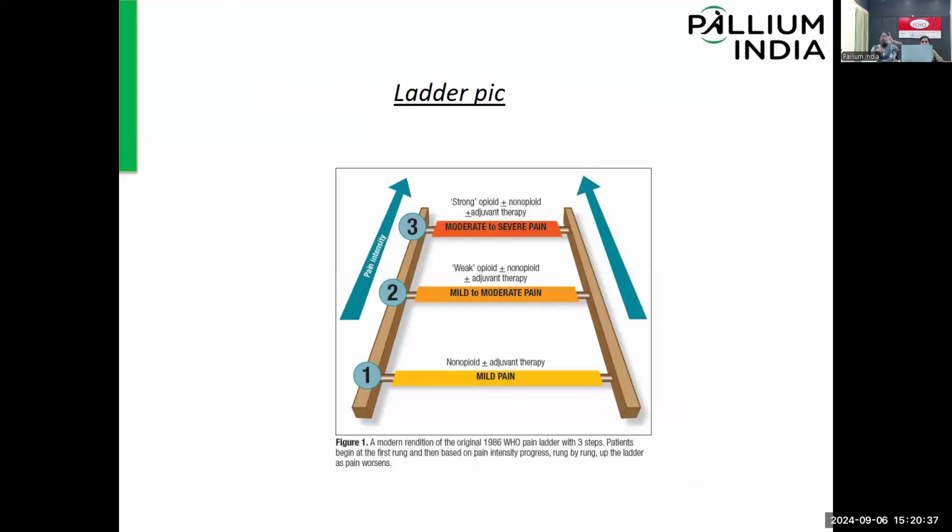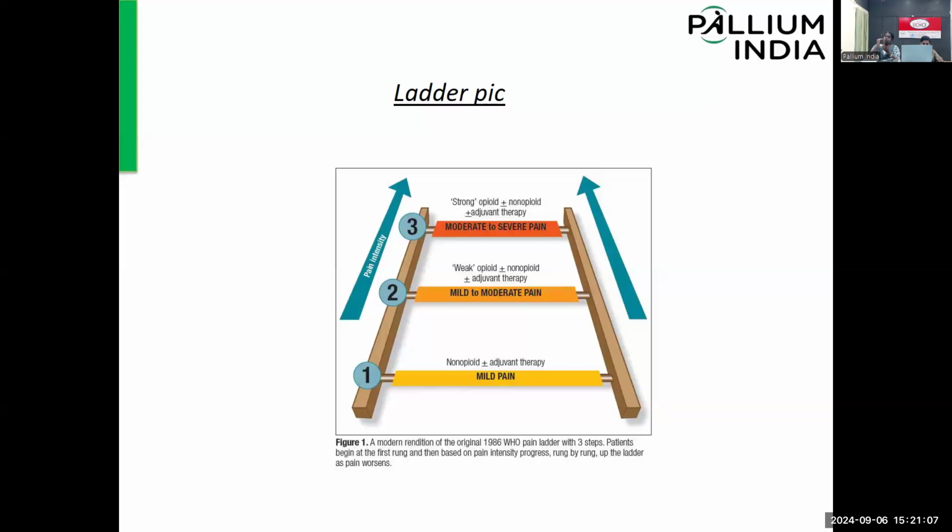This is the WHO analgesic ladder, for mild pain, mild to moderate pain, and moderate to severe pain: step 1, step 2, step 3. In step 1, we include non-opioids with or without adjuvant drugs. In step 2, there are weak opioids for mild to moderate pain, with or without a non-opioid, with or without adjuvant drugs. And in step 3, there are strong opioids with or without non-opioids and adjuvant drugs.